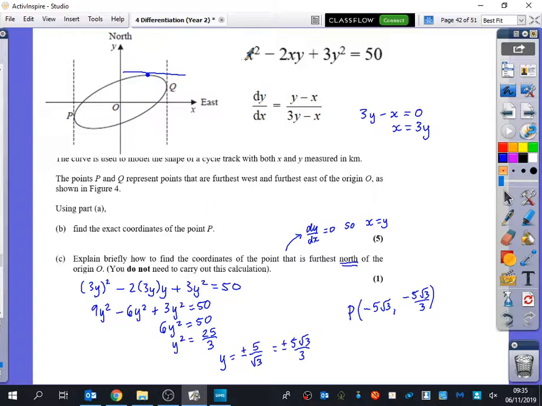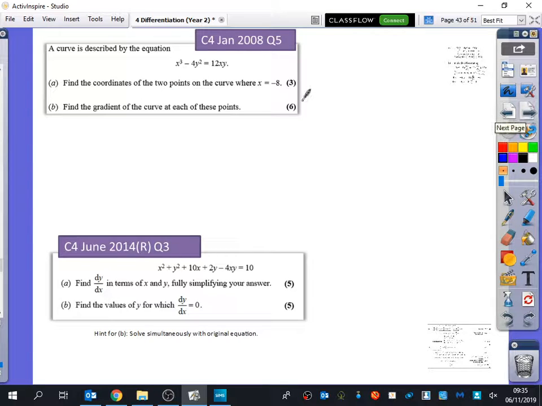So this idea of solving something and having to substitute it back in, you're going to have a couple of questions where one of them might involve this. So on your next page, you've got 2 exam questions. The first one's a little bit easier. The second one is a little bit more demanding. So I'll pause here and see how that goes.